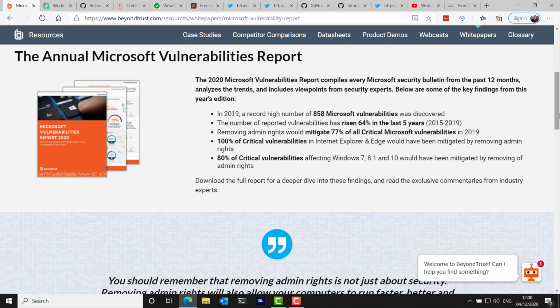Now, I assume this is the old Edge, not the new Edge, because it's based on the previous year. And also, 80% of critical vulnerabilities affecting Windows 7, 8.1, and Windows 10 would have been mitigated by removing admin rights. So, pretty clear from those bullet points. You need to get rid of admin rights.